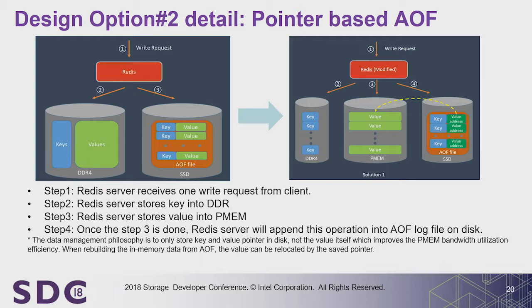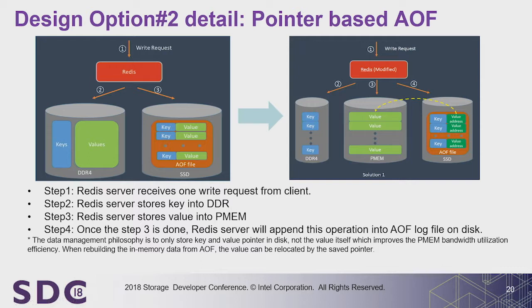You see in the left picture, it's the original, what the current Redis has today for the AOF relationship to different kinds of devices. It has the keys and values stored in DRAM, right? For every operation, the AOF file stores what the key value is supposed to be, right? And so in step one, in the right picture, it shows how we modified it today, right?